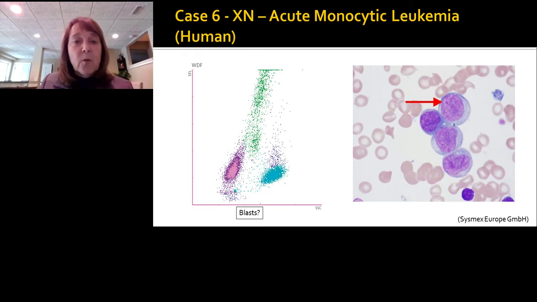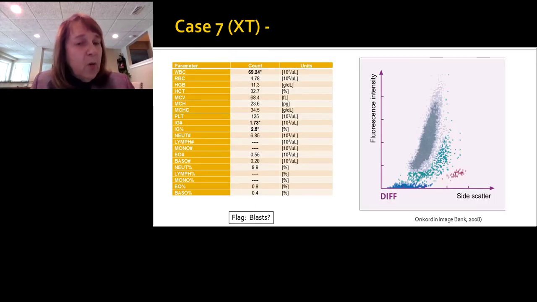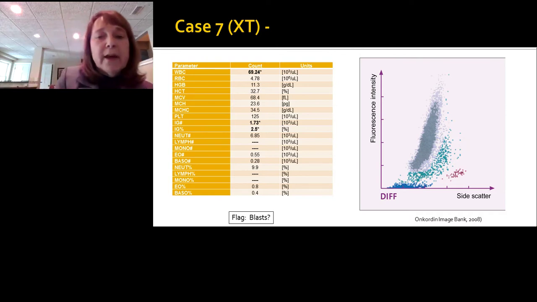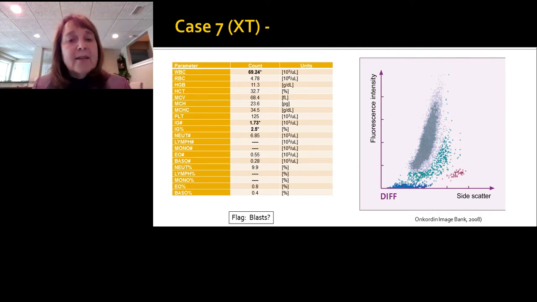So you may ask, could the XT or the XN make you aware of a leukemia in an animal, since you've just shown me one that occurs in people? And the answer is, again, yes. This particular diagram is, again, taken from a dog. It certainly looks different from the normal scattergrams that we've looked at. Basically, the only thing that looks normal is perhaps the debris in dark blue and the eosinophils in red.